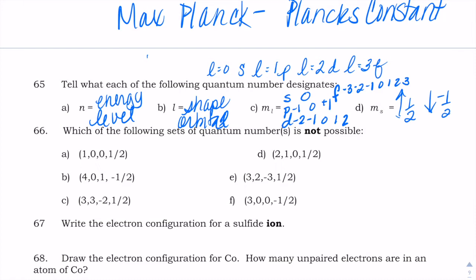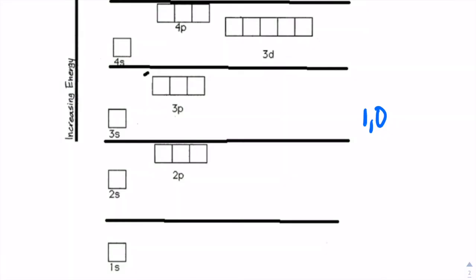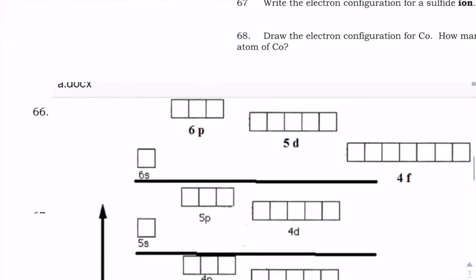So it says, which of the following sets of quantum numbers is not possible? All right, so the first one is 1, 0, 0, +1/2. 1 means first floor. 0 means an S orbital, which we have. The room number of S orbitals is 0, and it's a +1/2. So that electron would be there.